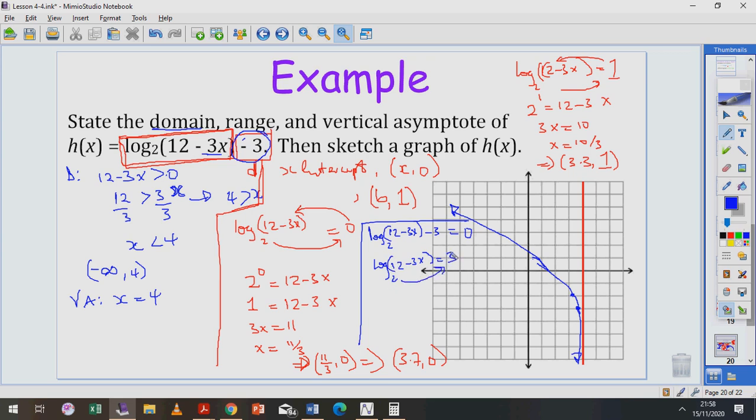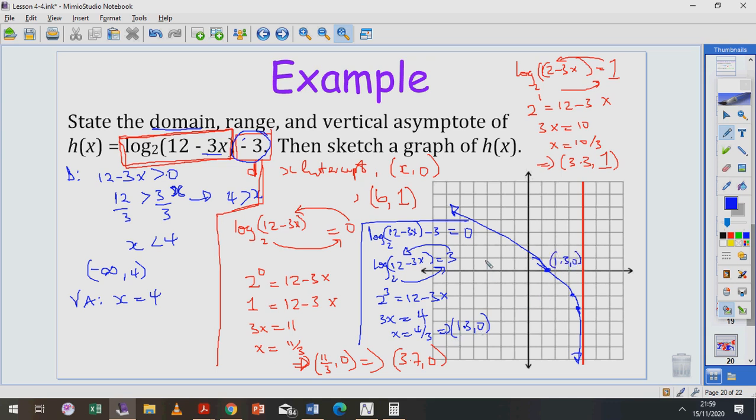So if I simplify, 2 to the power 3 is going to equal that. 2 to the power 3 is equal to 12 minus 3x. So I have 3x equals 12 minus 8, which is 4. And then x is equal to 4/3, which is 1.3, and 0. So that x-intercept is 1.3, which is actually very close to what I drew. Because if this is 1, 1.3 should surely be somewhere there, and 0. So I have my point, 1.3 and 0 as my x-intercept.